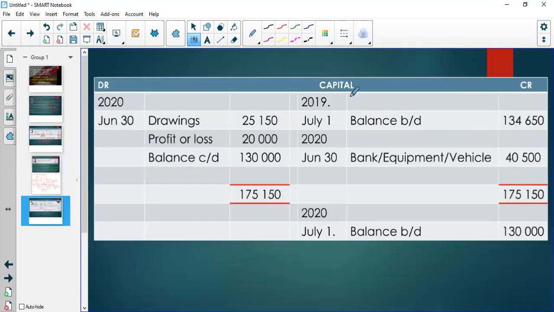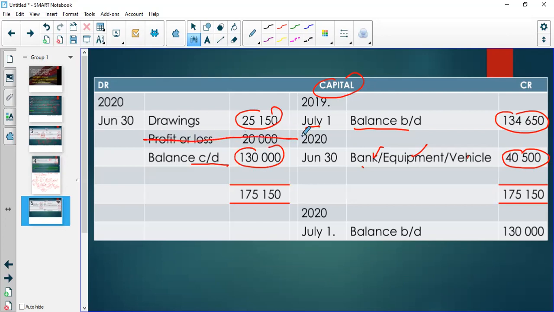Right. So if we do such a construction, we have our balance brought down of that amount. Then we have our drawings of this amount. Then we have our additional capital, whether it was bank, equipment or vehicle, whatever it is, going to be here. Then we have a balance carried down of 130. Remember, we haven't calculated this yet. So we still have to figure out whether it's a profit or loss.